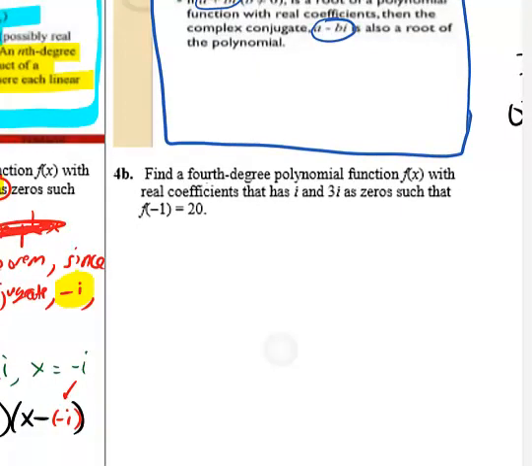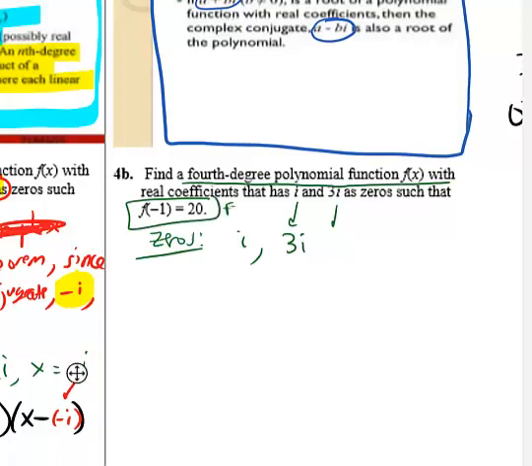It should be similar. It says, find a 4th degree polynomial function with real coefficients such that i is a 0. Let's see, so zeros are i, and they said also 3i. And then this last part is going to help us find a. Fine, so that we'll use later. But okay, since it's a 4th degree polynomial, I should have 4 zeros. There should be 4 zeros, but they only gave me 2.